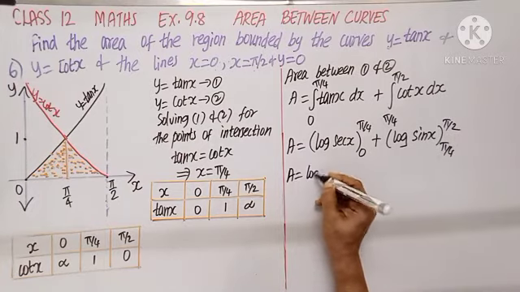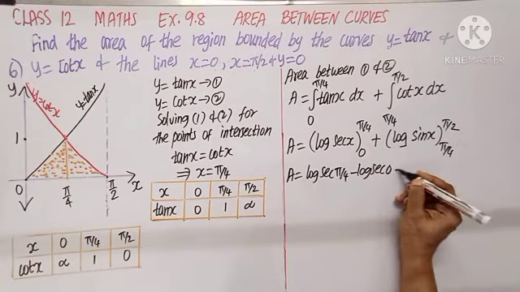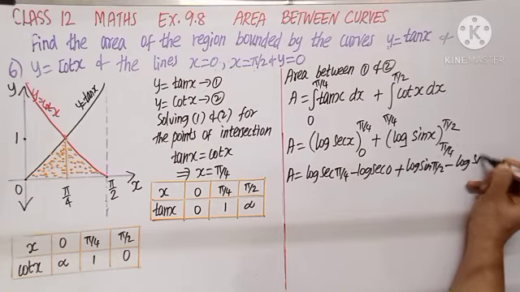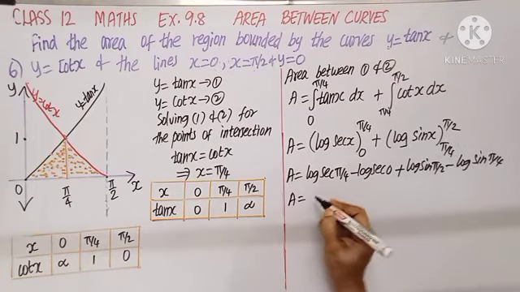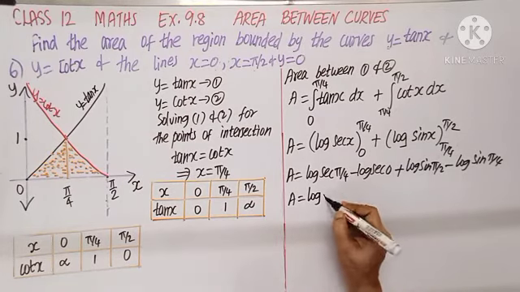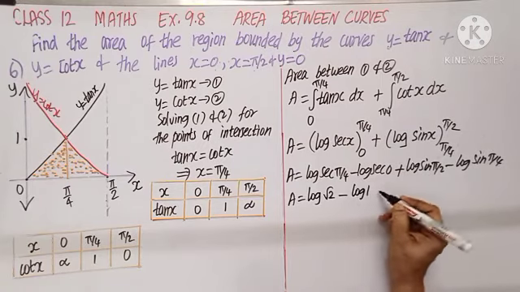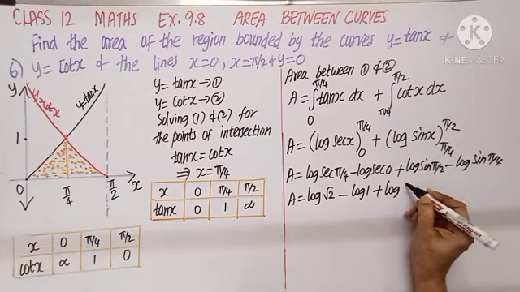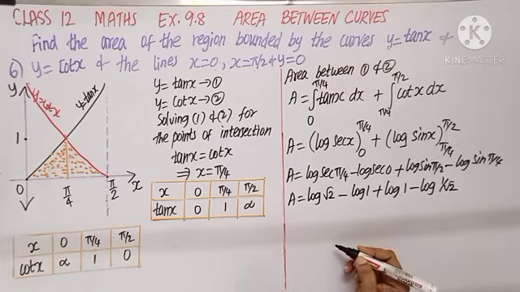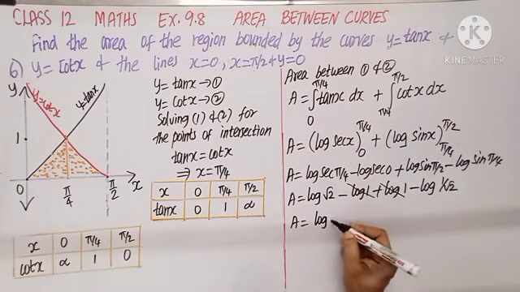As we substitute the limits, it is log secant pi by 4 minus log secant 0 plus log sin pi by 2 minus log sin pi by 4. A equals log of cos pi by 4 is 1 by root 2, secant pi by 4 is root 2. Cos 0 is 1, secant 0 is also 1. Sin 90 is 1, minus log sin pi by 4 is 1 by root 2. Log 1 cancels. I get log root 2.